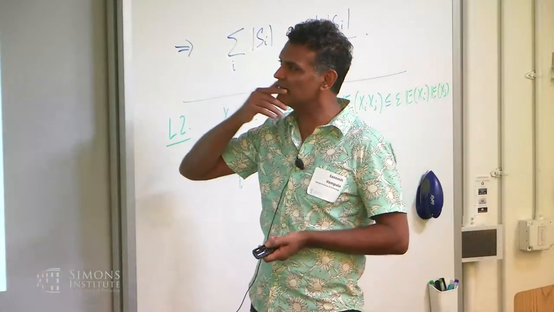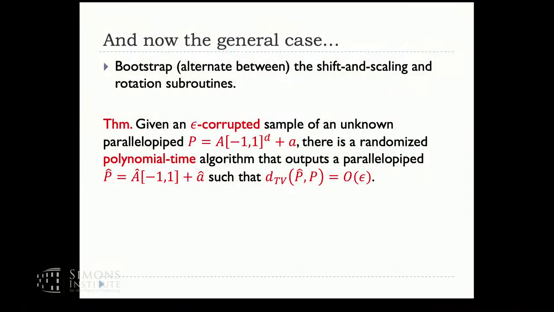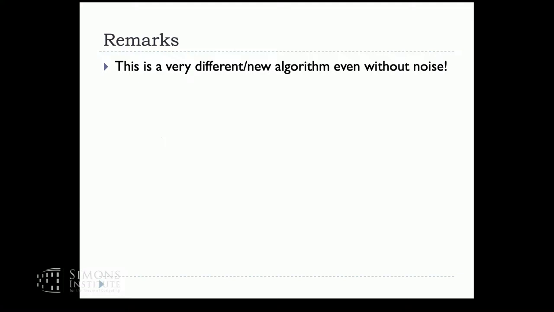And so the final theorem is that given an epsilon-corrupted sample, an arbitrarily corrupted sample of a linear transformation applied to the cube plus a shift, there is a randomized polynomial time algorithm that outputs a parallelepiped, A-hat, small a-hat, so that the TV distance is actually epsilon. This is a very different algorithm, without noise also. Right? It's actually gradient descent. It's not saying compute the fourth moment and that's giving you your direction. You start with some coarse estimate and you do gradient descent.